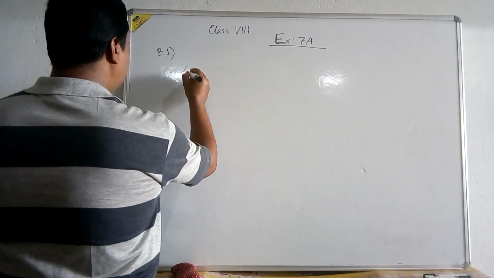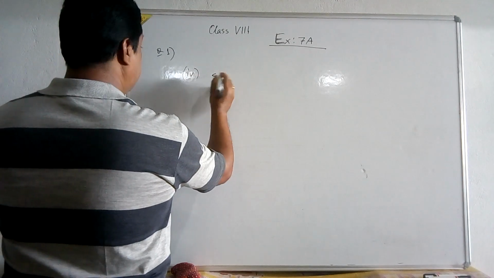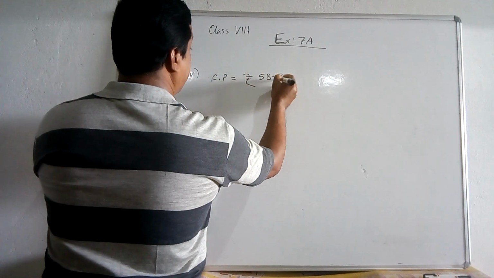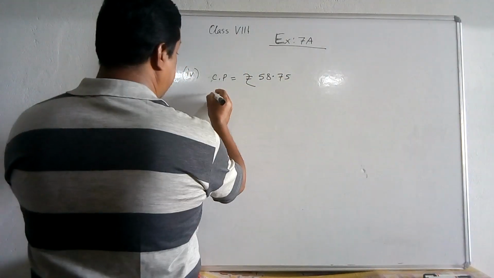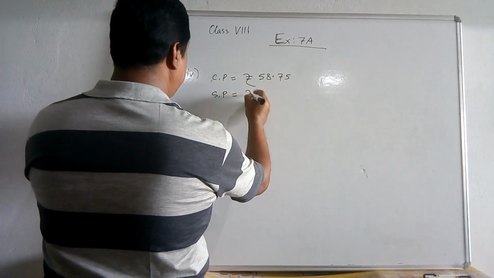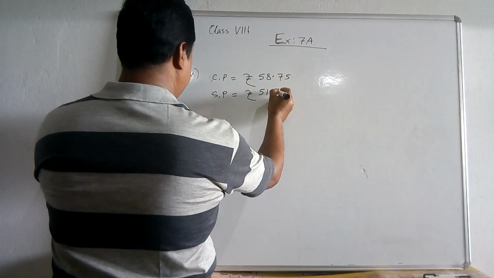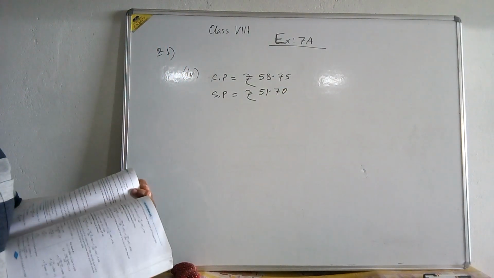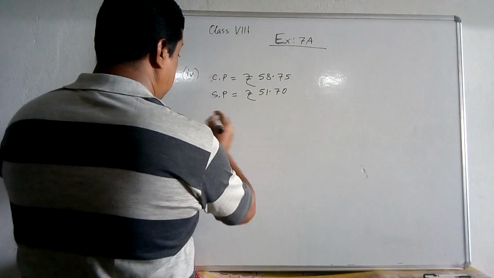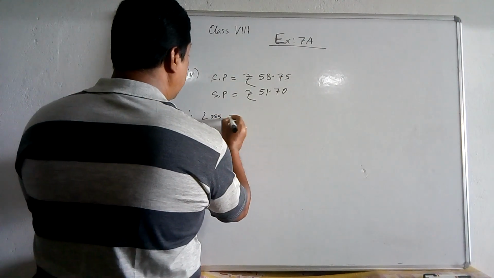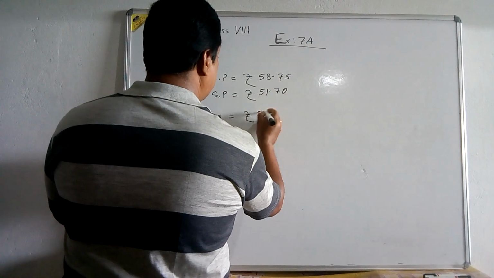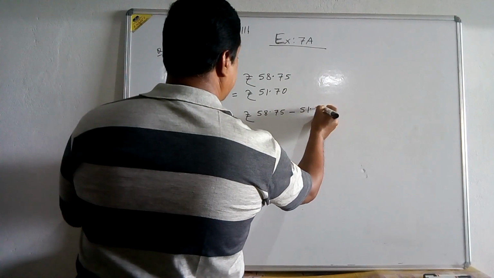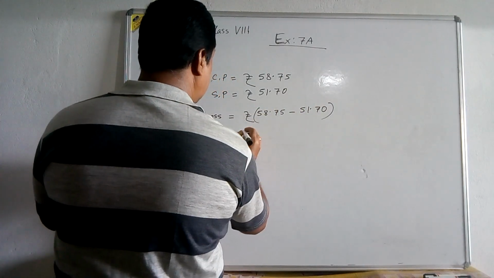Question number 4. What is given? CP equal to rupees 58.75. Then SP equal to rupees 51.70. Now if you see here, CP is more than SP, that means it is a loss. So you can write down the loss equal to rupees 58.75 minus 51.70. So how much will you get?